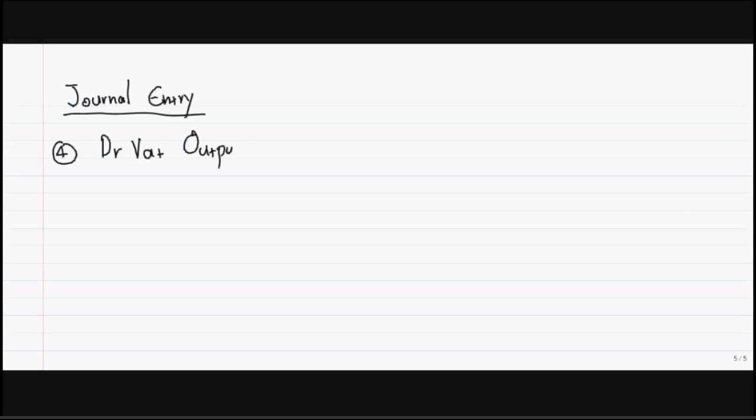Okay, and of course we're going to write the journal entry for this working. The journal entry, journal entry number 4, is debit VAT output to make this nil, credit VAT input to make VAT input nil, and the difference goes to the VAT control account, in our case VAT payable.